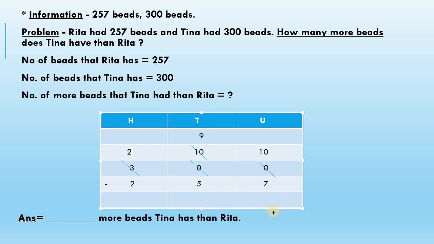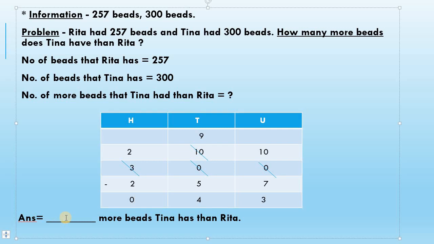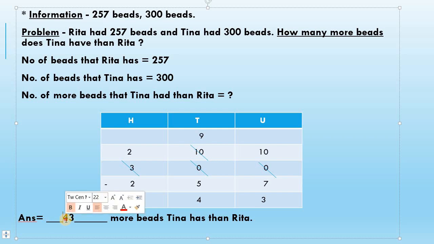Okay, now you subtract and you write the answer. The answer will be 10 minus 7, 3. 9 minus 5, 4. And 2 minus 2, 0. So 43 beads more Tina has than Rita.